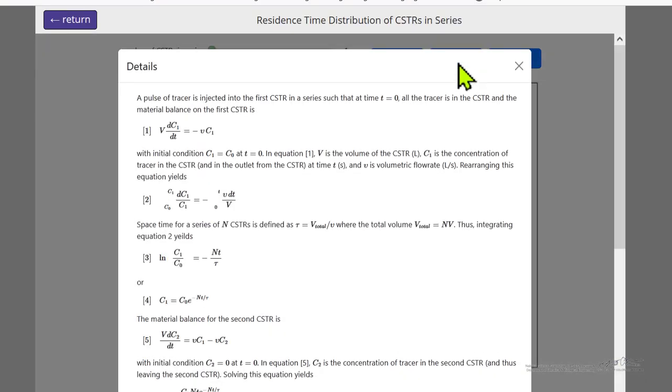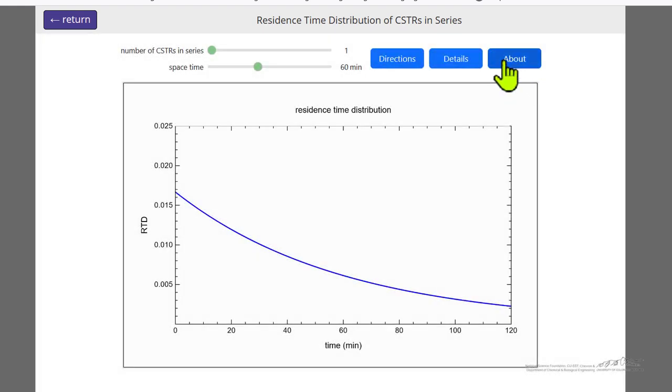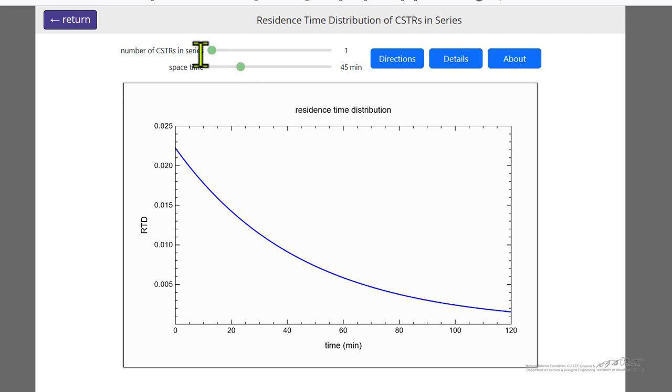So in the simulation, the details show the equations we use to obtain this residence time distribution. One way to obtain it is to imagine injecting a pulse into the first CSTR and then watching the concentration of that tracer at the outlet of the 5th CSTR, the 10th CSTR. That's essentially what you're looking at, and the residence time distribution is just a normalized version of that outlet tracer concentration.